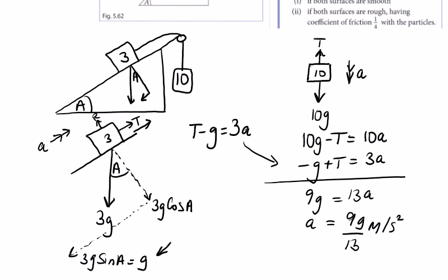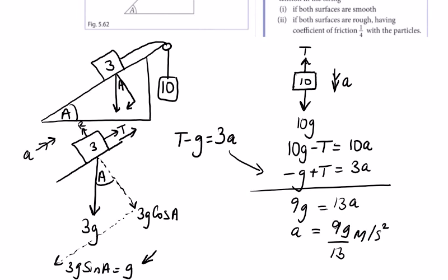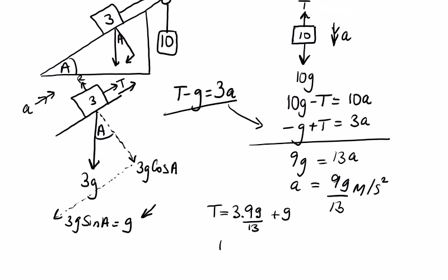And we want to find T as well. From here, T is equal to 3A plus G. T is equal to 3 by 9G over 13, plus a full G. So my tension is 27G over 13 plus 13G over 13, which is 40G over 13, and that's in newtons.